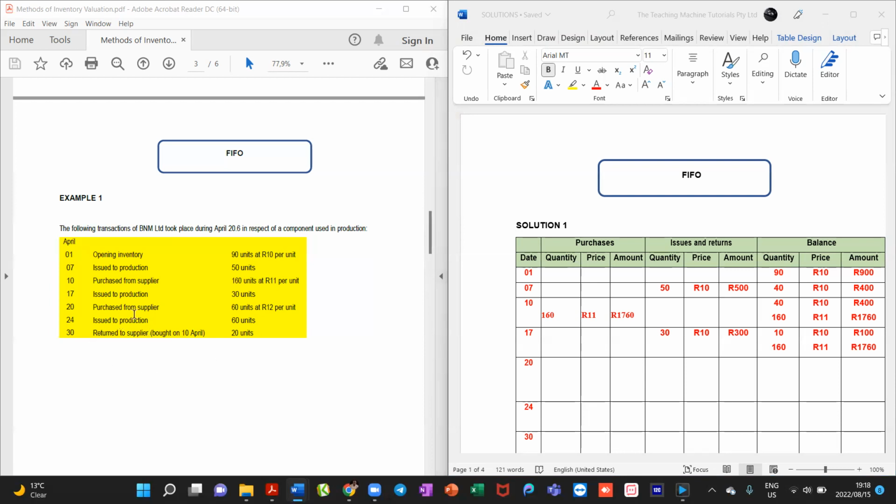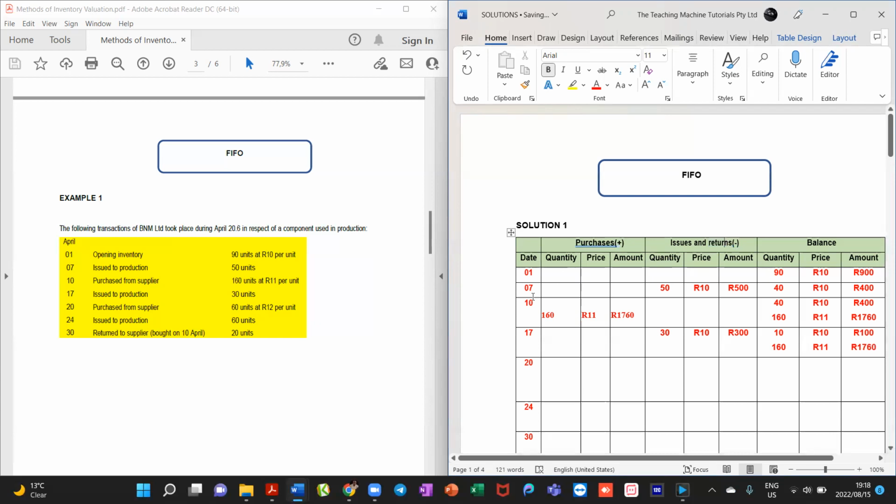Let's look at the transaction on the 20th. It says purchased from supplier, how many units? 60 units at 12 rand per unit. Purchases. All right, guys, this is what you need to know. If we issue to production or if we return to the supplier, what will happen to the stock that we have? It will decrease. But when we buy, our stock will increase.